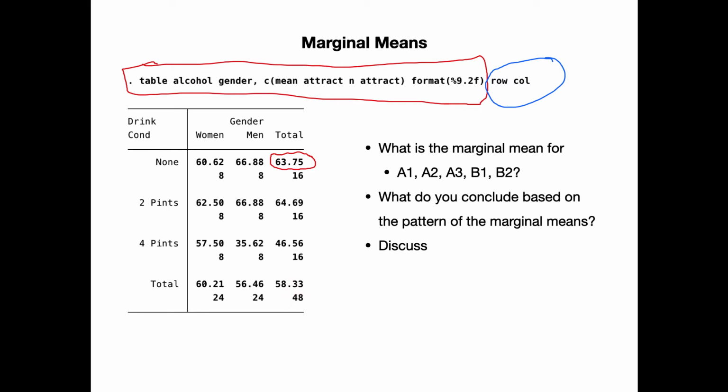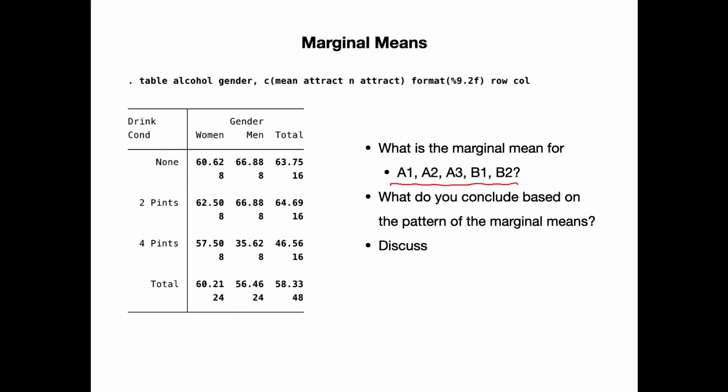But so you can see that we have as many marginal means as we have levels of our factors. So there's 3 levels of drink, so we get 3 marginal means. Okay, and we have 2 levels of gender in this example, so we have 2 marginal means. Okay, so let's just answer these questions over here. So what's A1, A2, A3, B1, and B2? So remember, this is our A condition, this is B. So this is A1, A2, A3, this is B1, and B2.